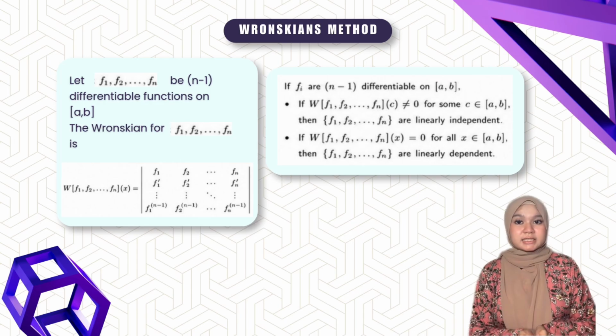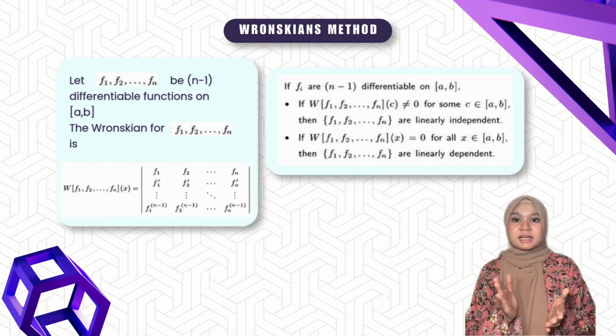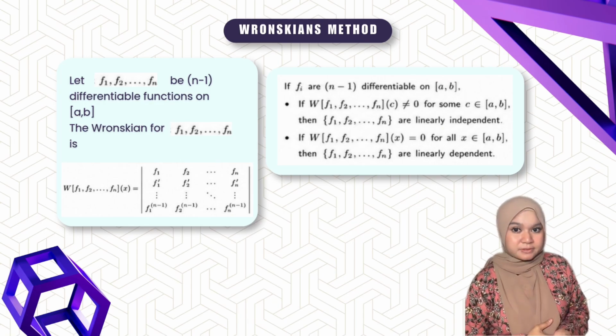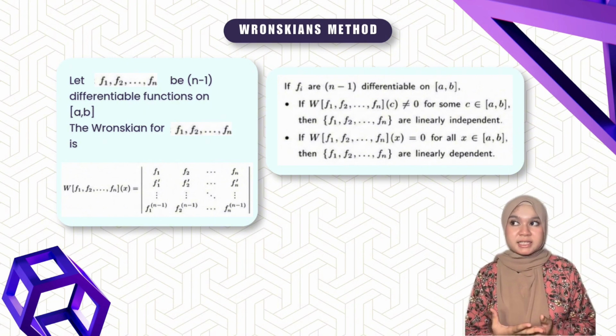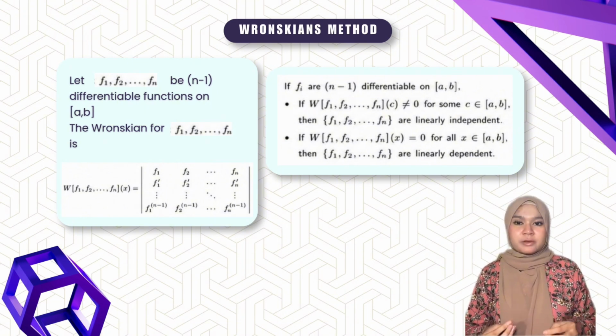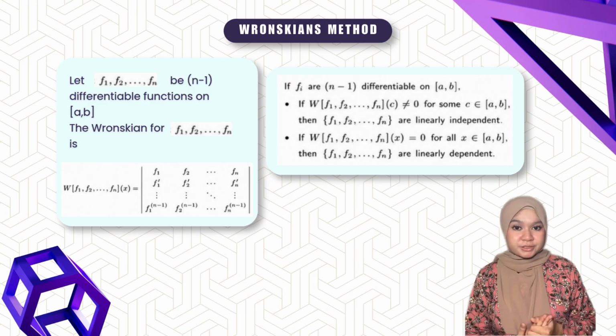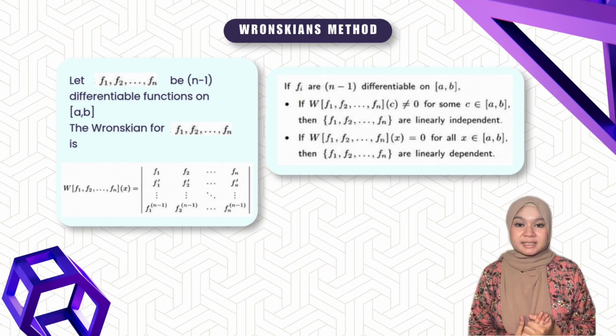The Wronskian is a determinant formed using functions and their derivatives. It is used to determine whether a set of functions is linearly independent. If the Wronskian is not equal to 0, then the functions are linearly independent.